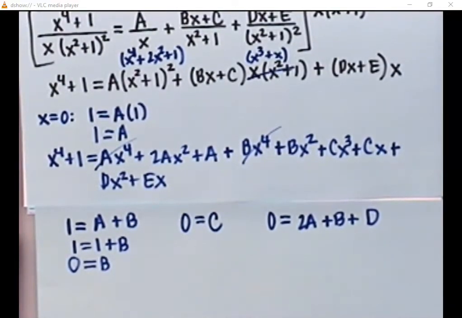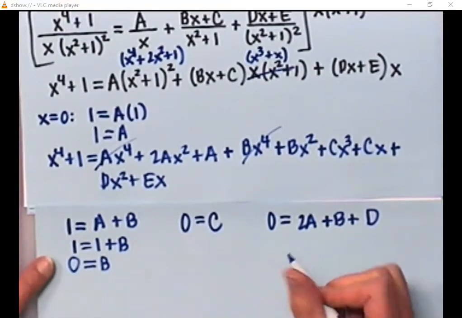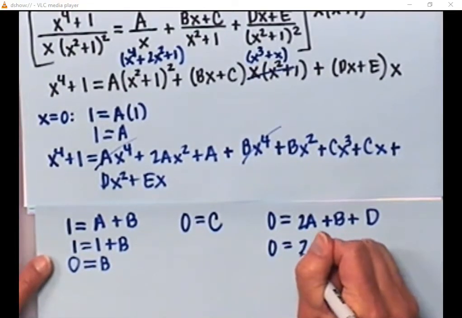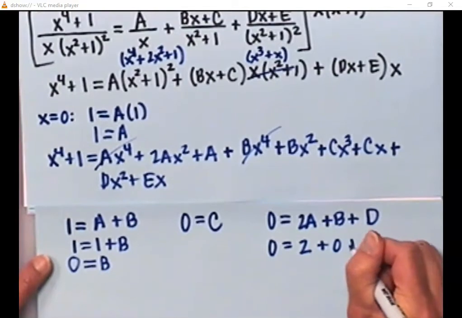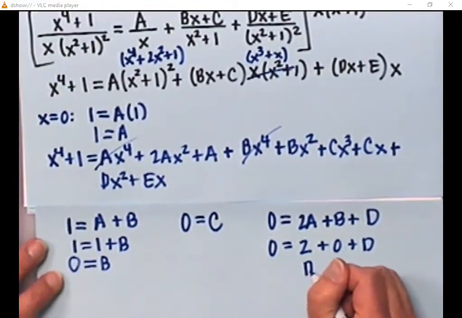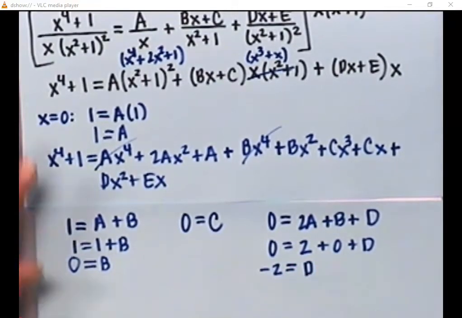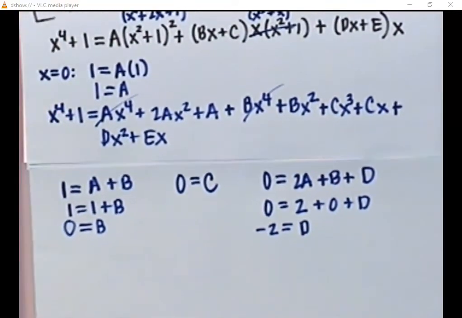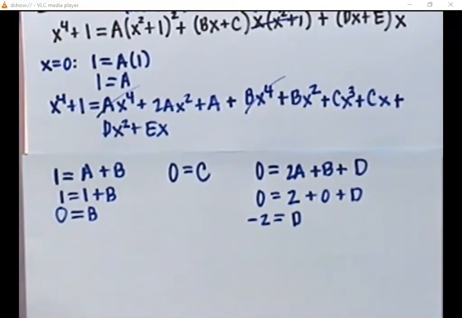Can I solve for something out of that? D. Because I know a is 1 and b is 0, so d must not be 0. What is d? Negative 2. Good. So the only one left we really need is e.